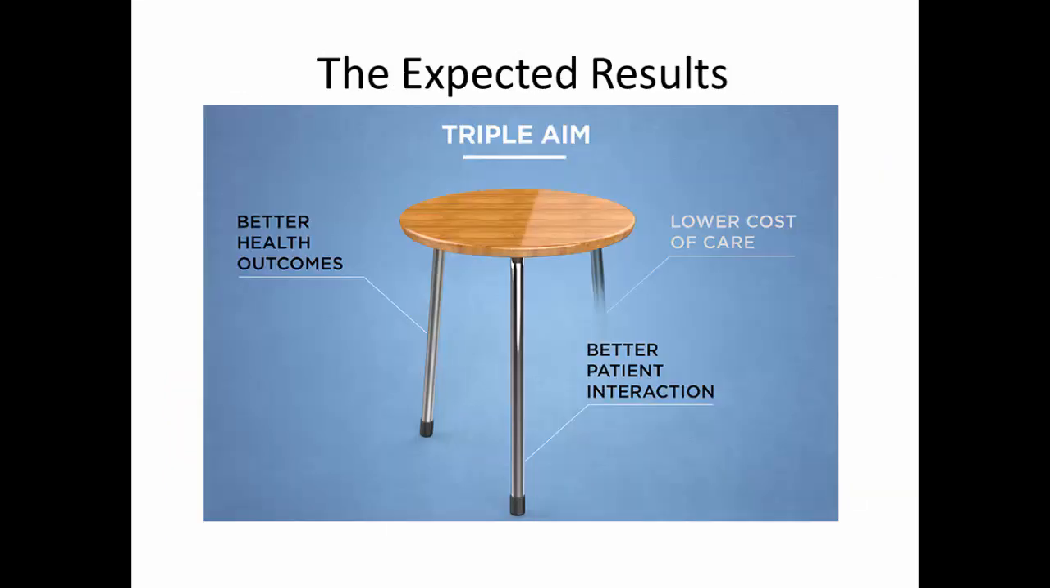The expected results of population health are really the triple aim of healthcare. If you do population health well, you're going to lower the cost of care because you're not letting patients slip through the cracks. Patients that need services are getting them when they need them and not getting them late or never at all, which will reduce hospitalizations and ED visits, because you are better caring for your patients.